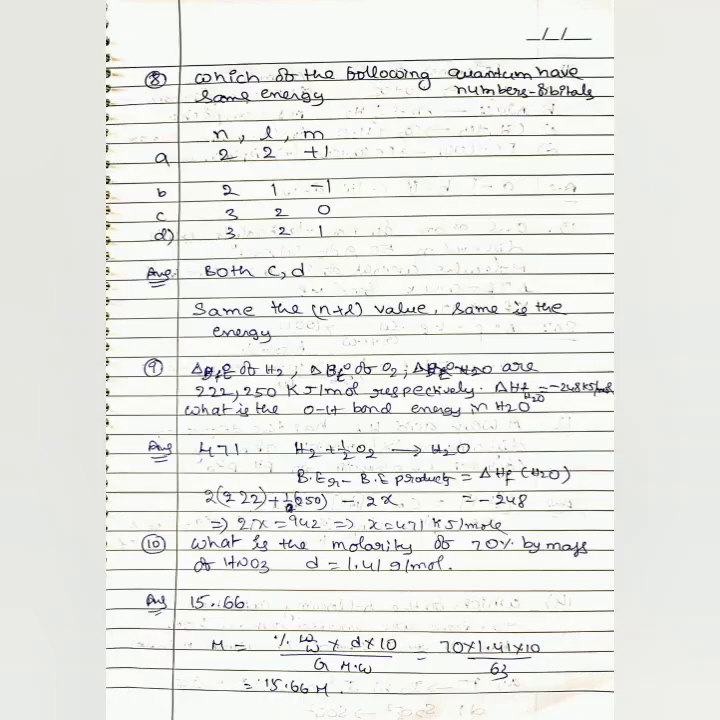The next one, what is the molarity of 70% by mass of HNO3, where the density is given. Percentage and density, we have the relation with the molarity. If we know the formula, we can easily substitute here. 10 P d by GMW, we can say the molarity. Here P is nothing but the percentage weight by weight, and molarity we are getting as 15.66.